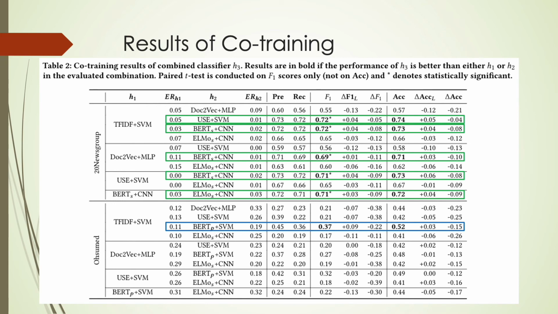On OnlyZooMed, only one combination managed to get a positive delta F1L, and the improvement is not statistically significant by paired t-test with 2 tails. In other words, co-training results on this dataset are in general worse than the weak classifiers H1 and H2 when training with limited labeled data. We also note that the error rate of H1 and H2 for OnlyZooMed is fairly high.